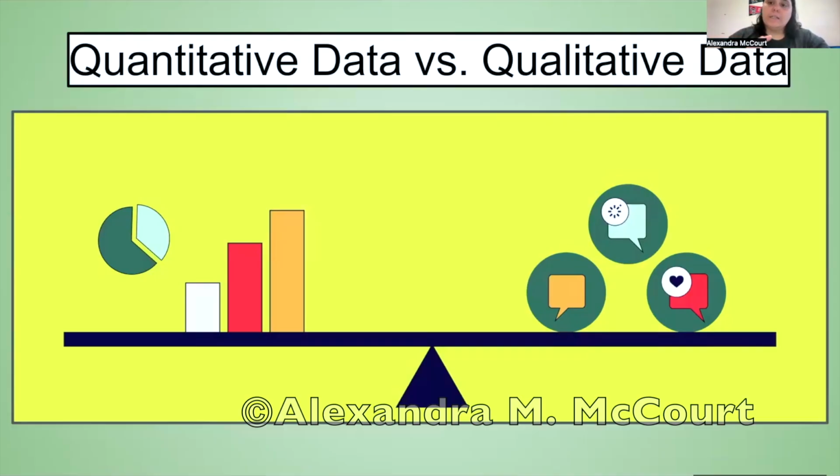And this is where we get into this conversation about quantitative data versus qualitative data. The way that we conduct our research determines the type of data that we can then collect because of the method that we chose. So let's break down really the difference between quantitative and qualitative data.